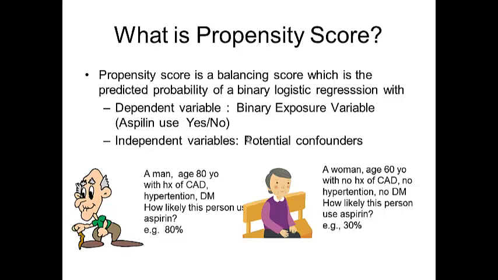Okay. So let's think of a person who is sitting next to you, and let's predict how likely that person is using aspirin. So everybody has a different propensity score, a different likelihood of using aspirin. So that is a propensity score. So the person who is sicker has a higher likelihood of using aspirin.